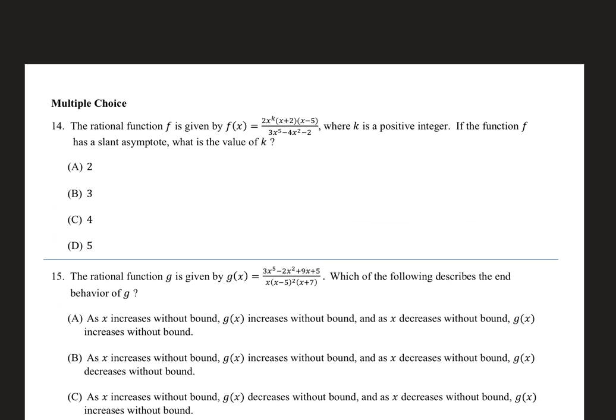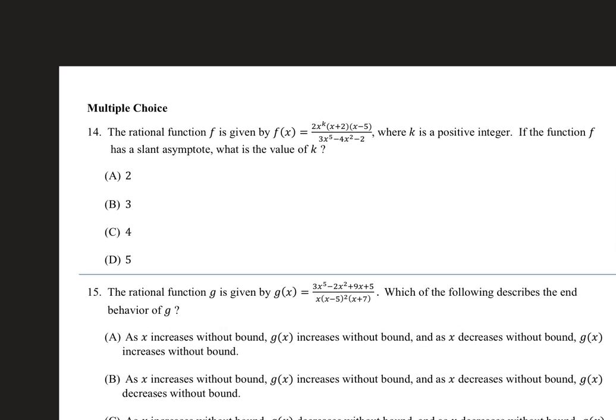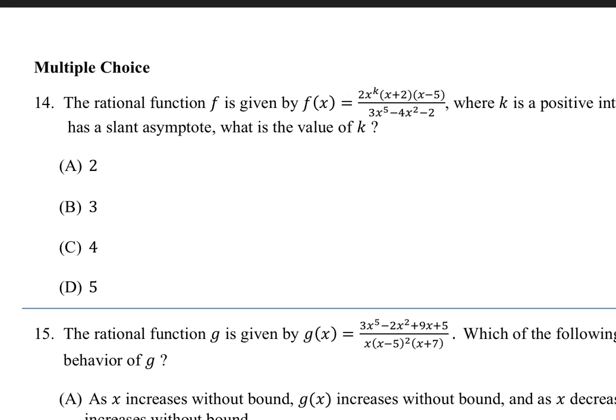All right, looking at number 14, it says the rational function f is given by this function, where k is a positive integer. If the function f has a slant asymptote, what's the value of k? So we know that in order for there to be a slant asymptote, the exponent in the top has to be one more than the bottom.